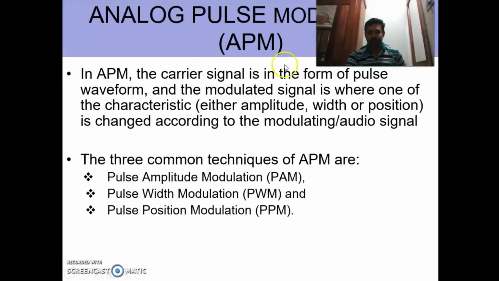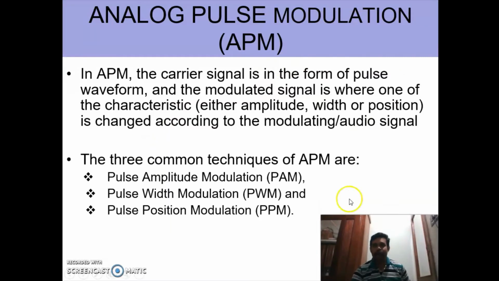Now we are going to see what analog pulse modulation is. In analog pulse modulation, the carrier signal is in the form of a pulse waveform. That is important. The carrier signal is in the form of pulses. And the modulating signal is an ordinary analog signal, where one of the characteristics of the carrier, either amplitude, width, or position, is changed according to the modulating audio signal.